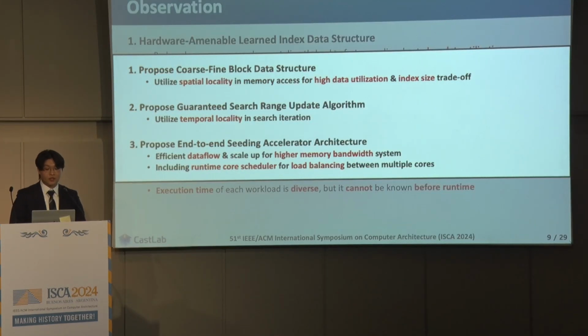To resolve these observations, here is a summary of the contributions made by Bless. First, we propose a new data structure named coarse-fine block data structure. It reduces the memory access during the search by exploring spatial locality and improving memory utilization. Second, we propose a new algorithm named guaranteed search range update. This algorithm reduces the memory access during the search using temporal locality and caching. Lastly, we propose an end-to-end seeding accelerator architecture. It can leverage multiple seeding cores and HBM memory and consists of a runtime scheduler to load balance between multiple cores. Now, I will introduce these key features in detail.